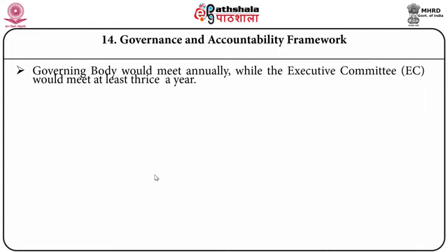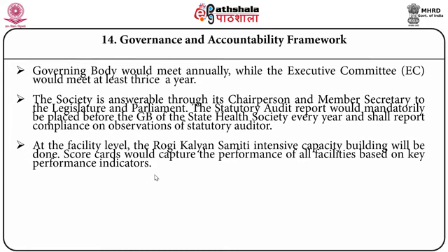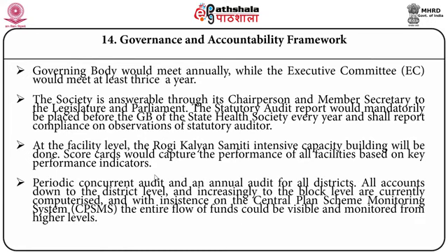Governance and accountability framework. The governing body would meet annually, and the executive committee would meet at least thrice a year. The society is answerable through a chairperson and member secretary to the legislature and parliament. The statutory audit report would mandatorily be placed before the governing body of the State Health Society every year, which shall report compliance on the observations of the statutory auditor.